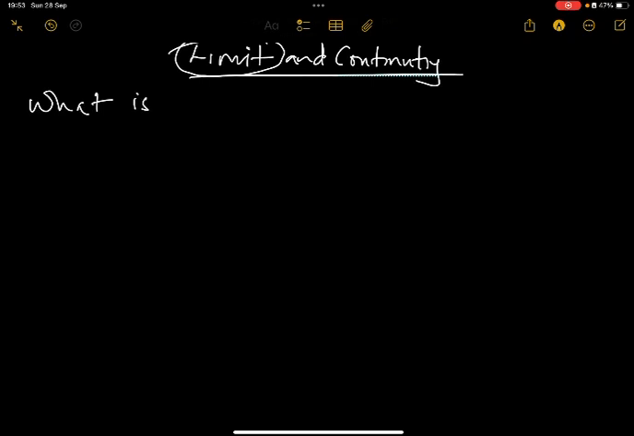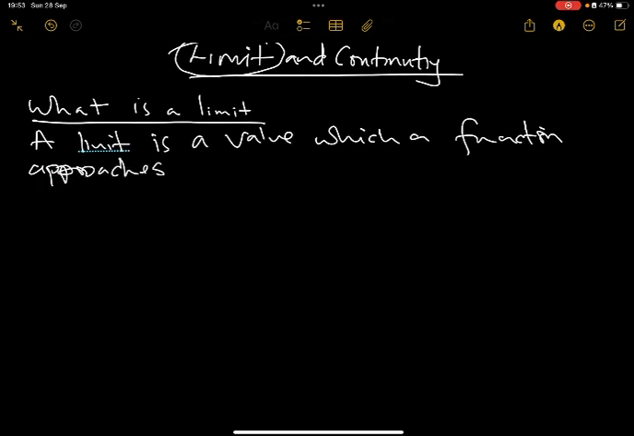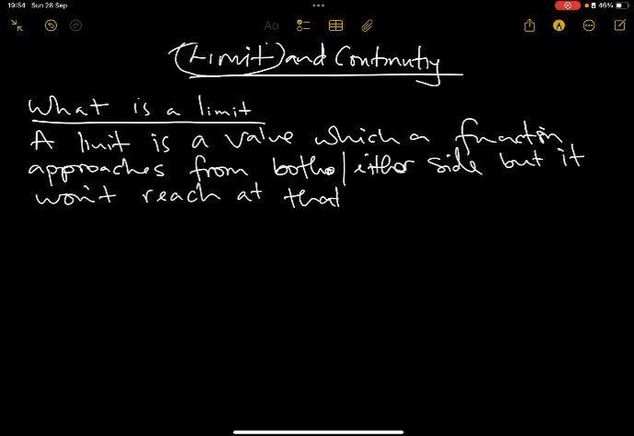So what is a limit? A limit is a value which a function approaches from both or either side, which means a value that a function approaches either from the negative or from the positive, but it won't reach at that point. That's the definition of a limit.